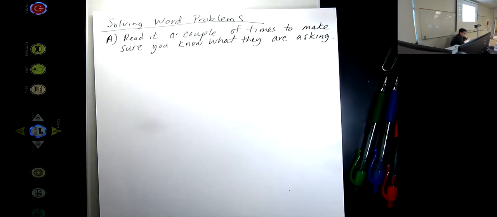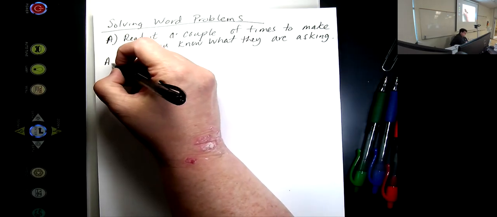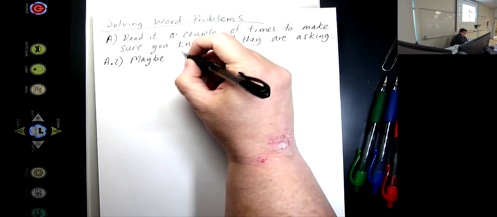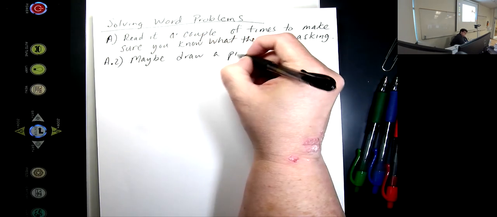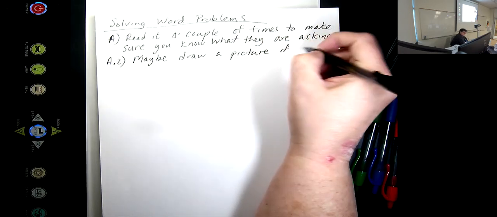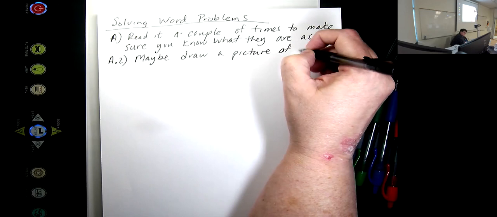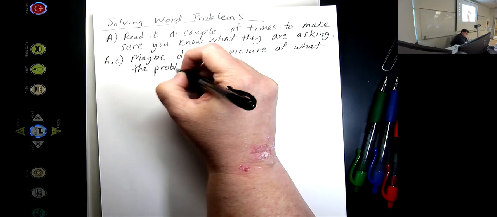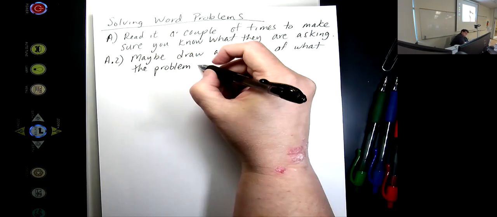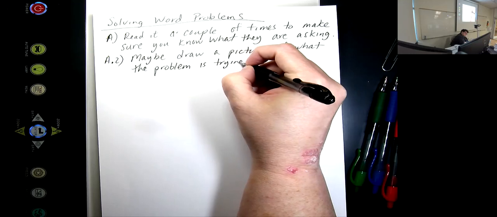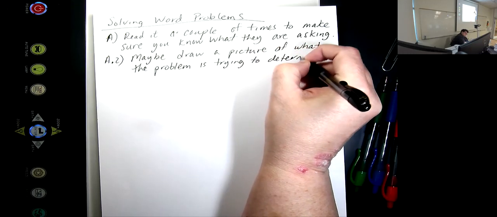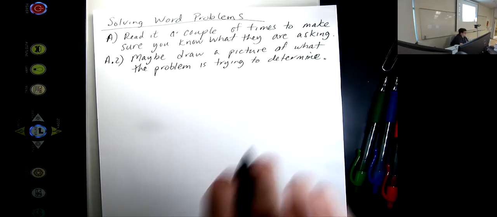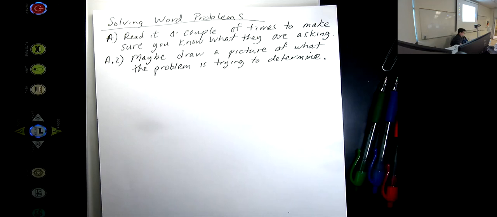Maybe draw a picture if you can, of what the problem is talking about. If it's talking about ducks, go ahead and draw a duck. Now, sometimes problems aren't set up well to do pictures. But a lot of the trade skill ones and stuff like that, we can do a picture.